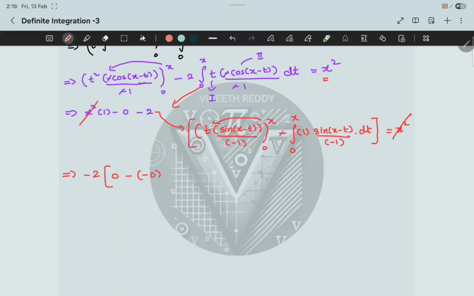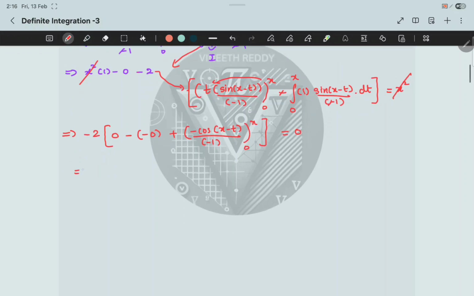Now again this minus and this minus get cancelled, and the integral of sine will become, so here I think we have plus, and the integral of sine will become negative of cos(x minus t), and we have to divide by -1 because the coefficient of t is -1, and the limits will be from 0 to x, and that should be equal to 0, right?